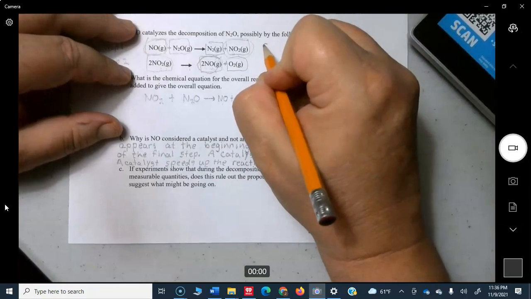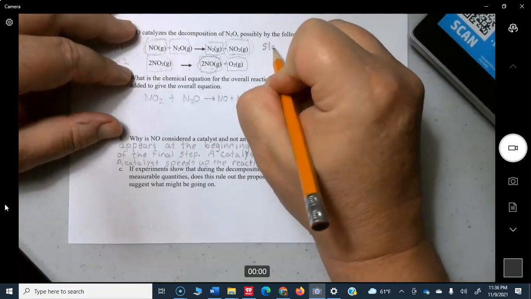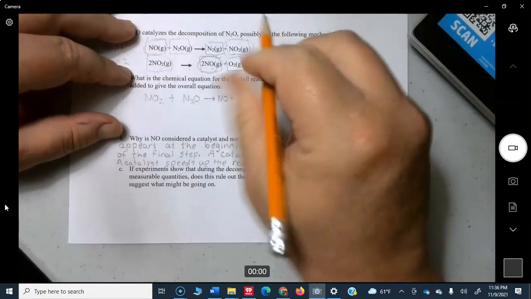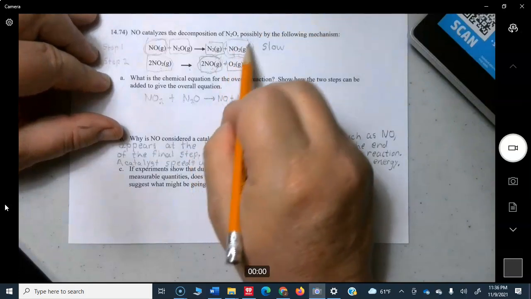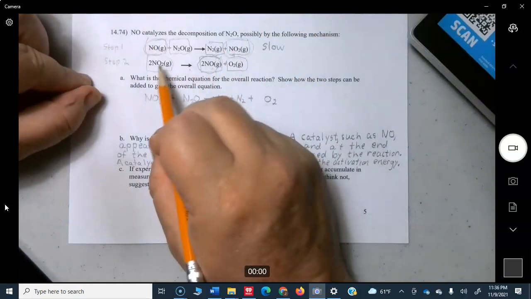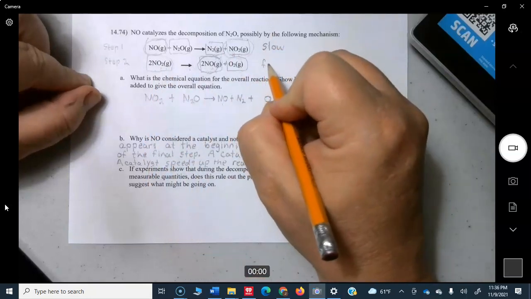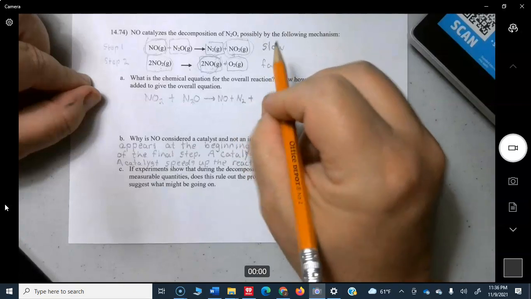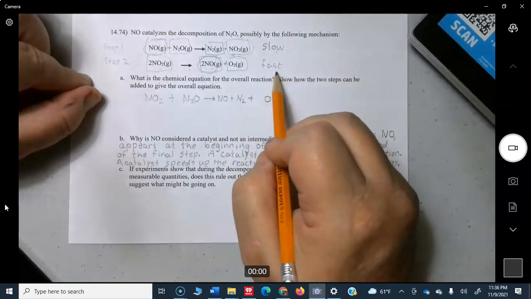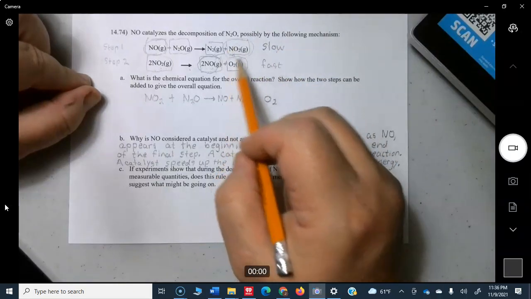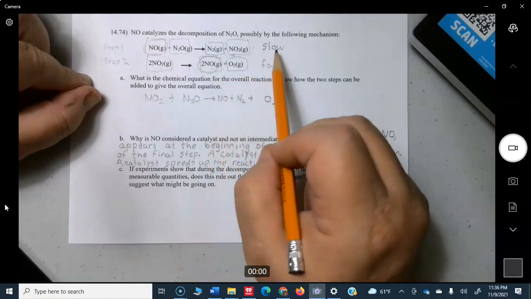It just says that this is the slow step, just like in the problem before. If this is not accumulating, it means as soon as this is being produced by step 1, it's being gobbled up. It's being consumed by step 2, which would be the fast step. So as long as step 1 is the slow step and step 2 is the fast step, then no, you would not expect NO2 to be building up.